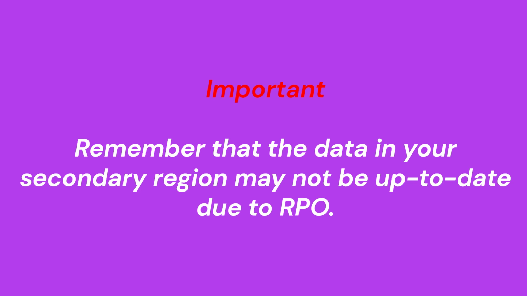However, if you enable read access to the secondary region, your data is always available, even when the primary region is running optimally. For read access to the secondary region, enable read access geo-redundant storage, RA-GRS, or read access geo-zone redundant storage, RA-GZRS. Important, remember that the data in your secondary region may not be up to date due to RPO.